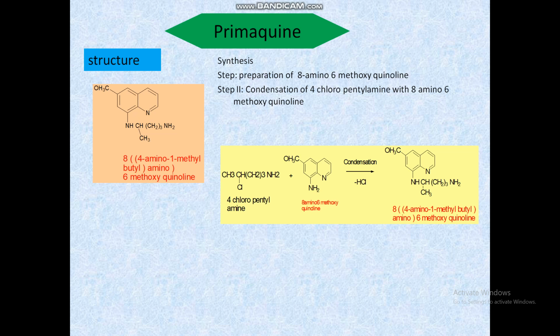So here, what is primaquine? First, step 1 is the preparation of 8-amino-6-methoxyquinoline, referring to pamaquine. Next, step 2 is the condensation of 4-chloropentylamine, the starting compound, with 8-amino-6-methoxyquinoline, with elimination of hydrogen chloride. We are getting primaquine, 8-[(4-amino-1-methylbutyl)amino]-6-methoxyquinoline.